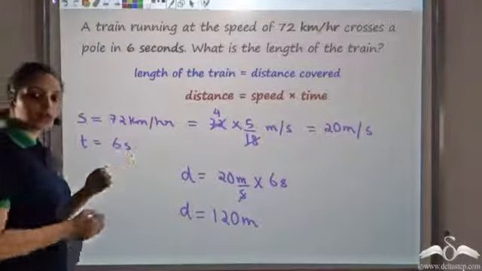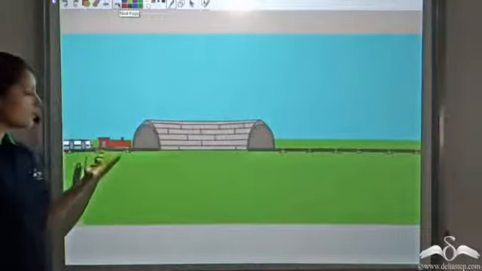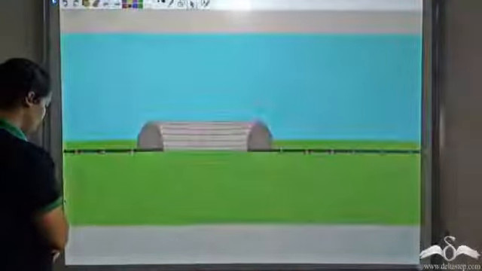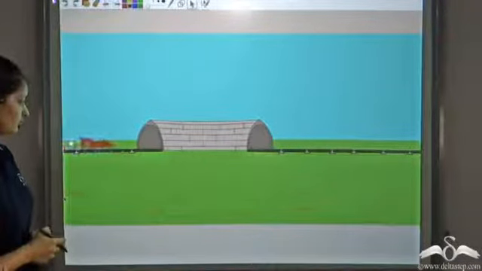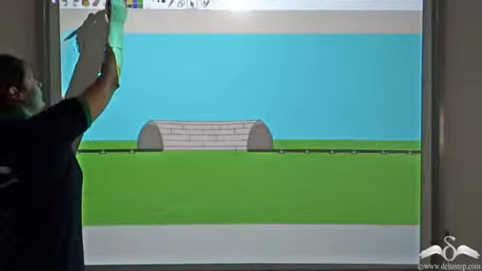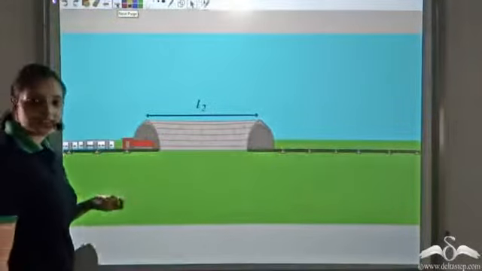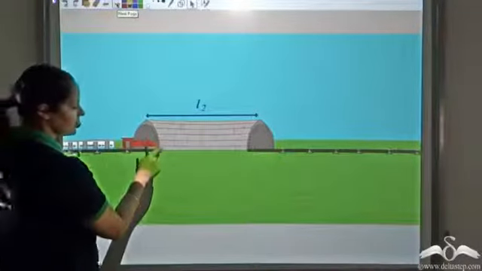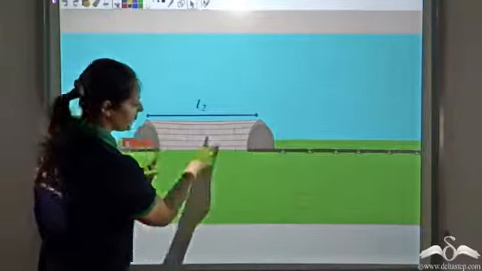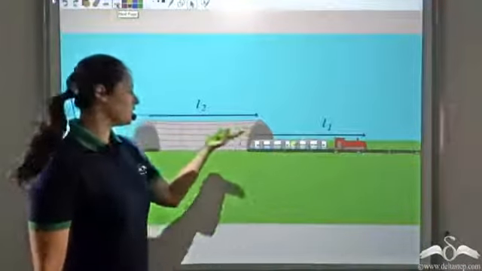So we've seen a train crossing a pole or a stationary man. Now let's look at a train which is crossing a tunnel. To cross this tunnel, let's say the length of the tunnel is L2 and the length of the train is L1. Now if the train crosses this tunnel, this is the point where it is just about to enter the tunnel and it comes out from this side. So it enters the tunnel and comes out. Length of the train L1, length of the tunnel L2.